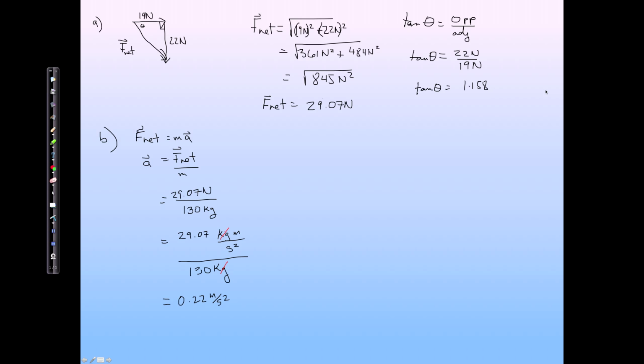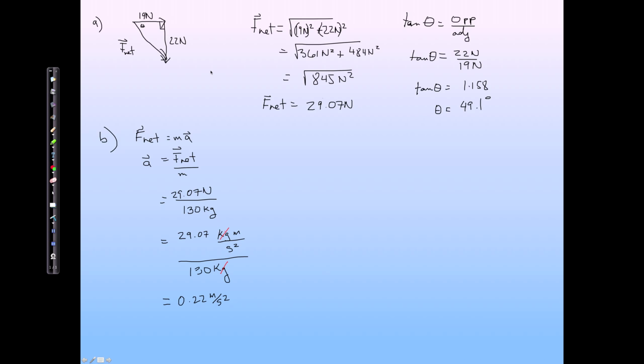What I'm going to do for the calculation is leave all of the decimal places in. I'm just going to write 1.158 for the sake of brevity. But when I calculate theta, I'm actually going to use the whole long number. I'm going to inverse tan 1.1579 on and on. And the inverse of that tells me that the angle theta is equal to 49.1 degrees.